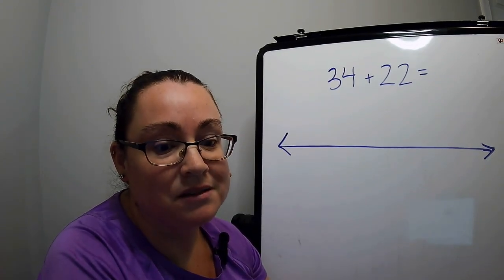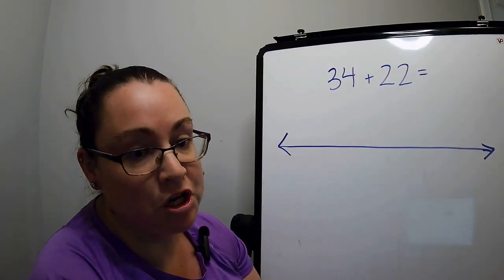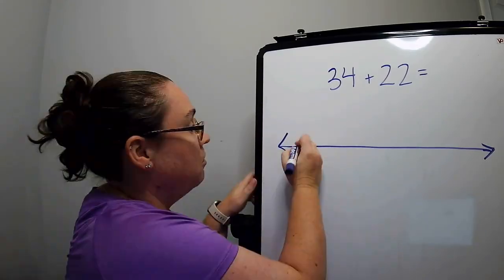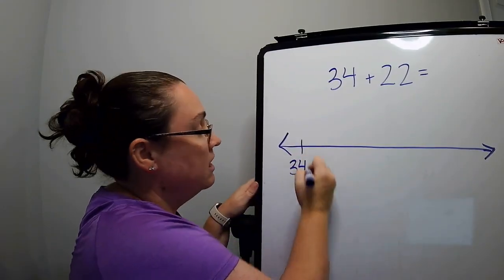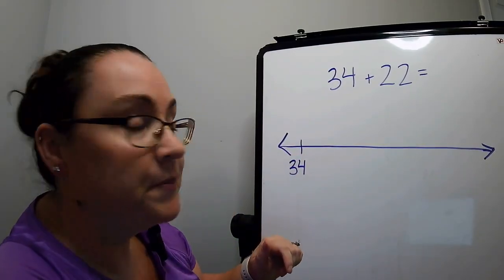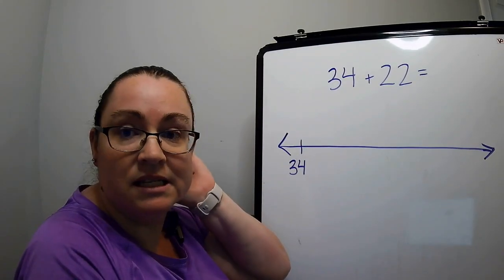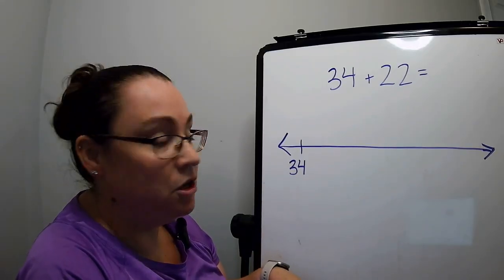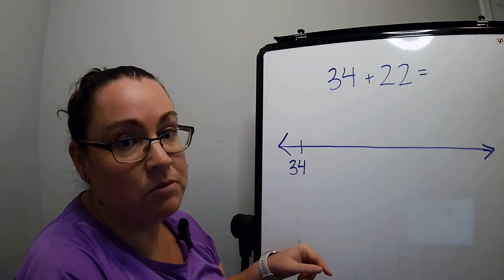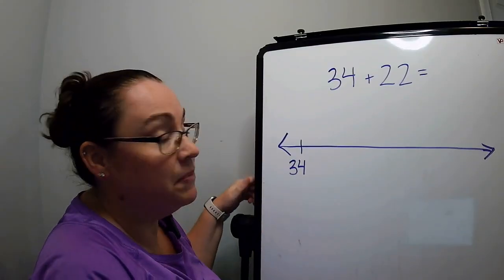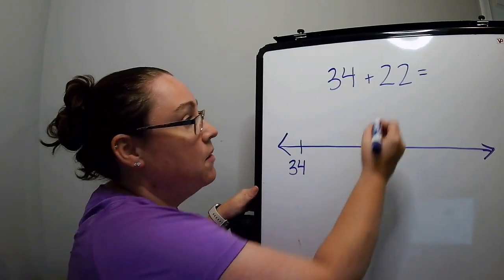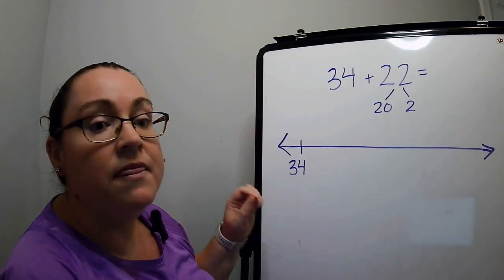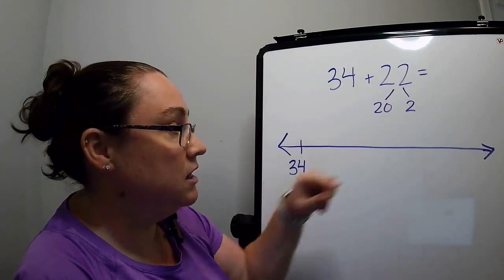When I'm looking at 34 plus 22, I like to start with the bigger number, which in this case is 34. I would put 34 on the left-hand side of my open number line. Then I'm going to look at 22 because that's the number that I'm adding to 34, and I'm going to make jumps of 22. But I'm not going to make 22 jumps of 1. That would take me a really long time. Instead, I can break apart 22 into 20 and 2, and then make jumps using the place value.